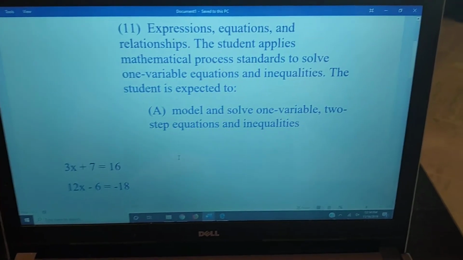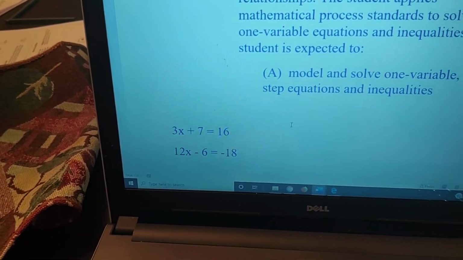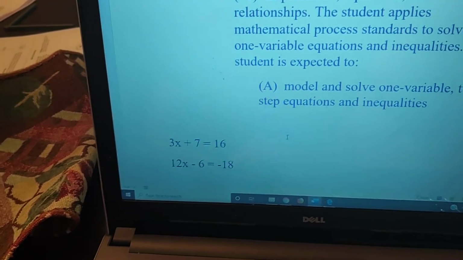So a two-step equation with one variable is basically where it takes two steps. We're going to eventually subtract 7 from both sides and then divide by 3. Two steps. All right. So first thing we're going to have to do is build the equation.